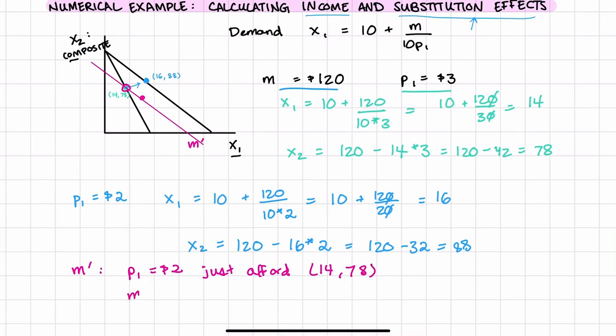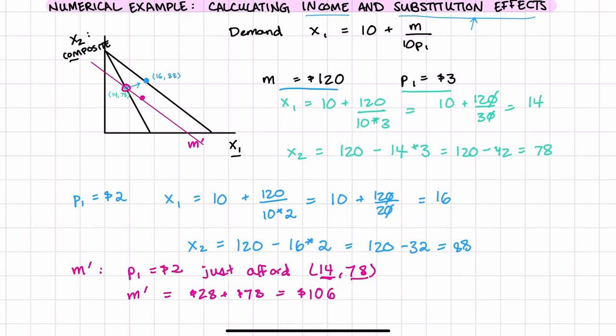So our new income, M prime, says we can just afford getting 14 units of good 1, which will cost $28, plus 78 units of good 2, which costs $78, because good 2 is just money. And if we add those up, what do we get? 106. So going from 106 to 120, that's how much richer in purchasing power we are made because of this fall of the price from $3 to $2.